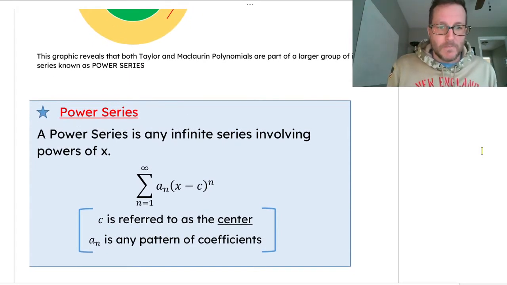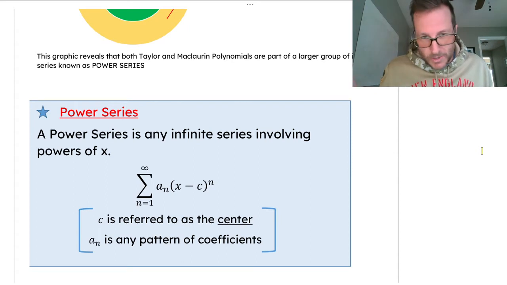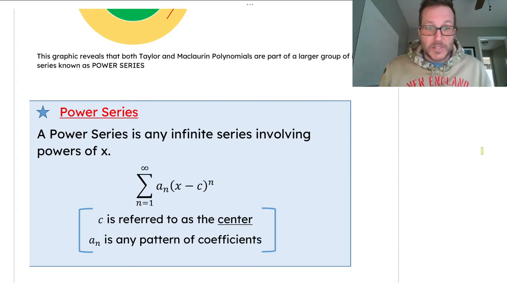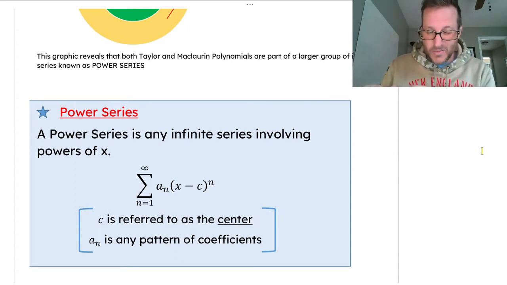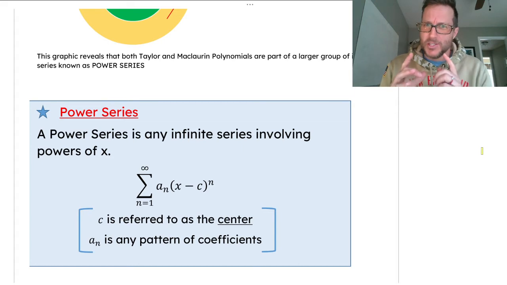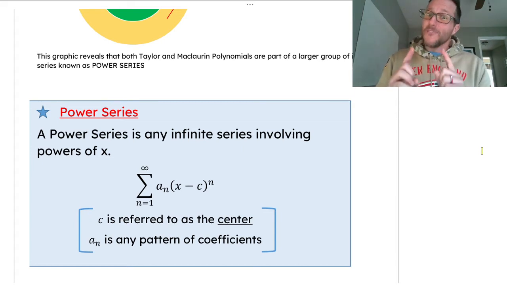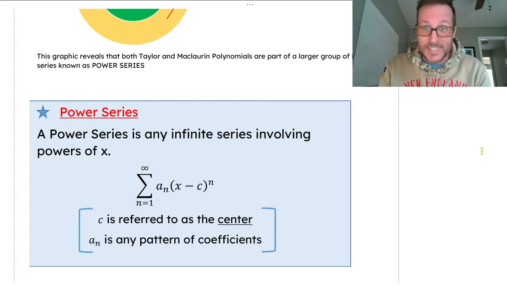So that would be the sum from n equals 1 or 0 to infinity of some sequence of coefficients a sub n multiplied by x minus c raised to the n. And that should look kind of familiar because c is still referenced as the center, and then a sub n is a pattern of coefficients.